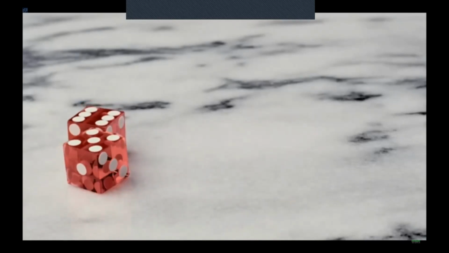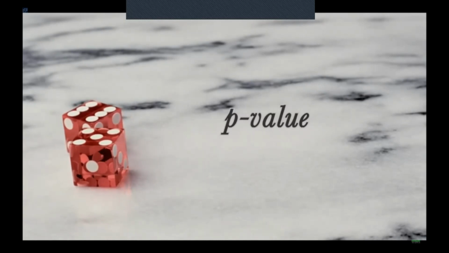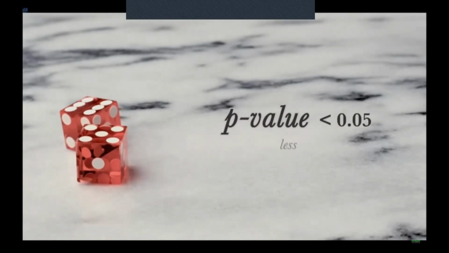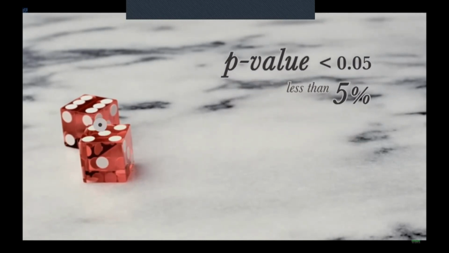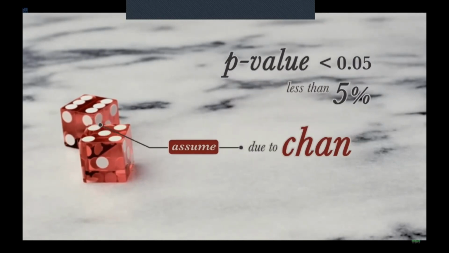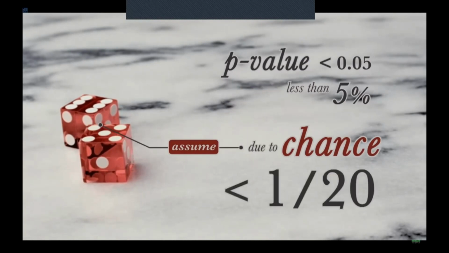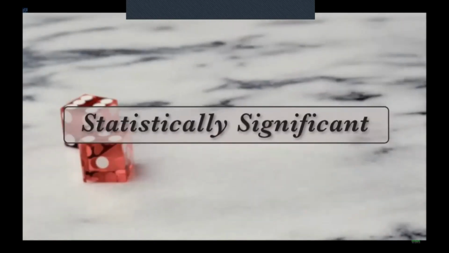Fisher also suggested a benchmark. Only experimental results where the p-value was under 0.05, a probability of less than 5%, were worth a second look. In other words, if you assume your results were just due to chance, you'd see them less than 1 time out of 20. Not very likely. He called those results statistically significant.